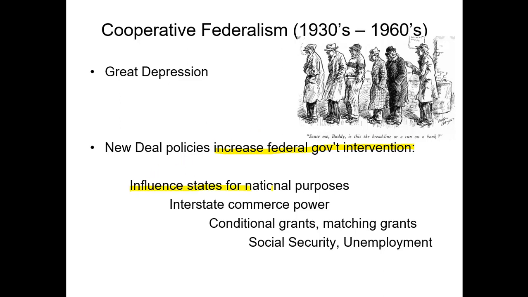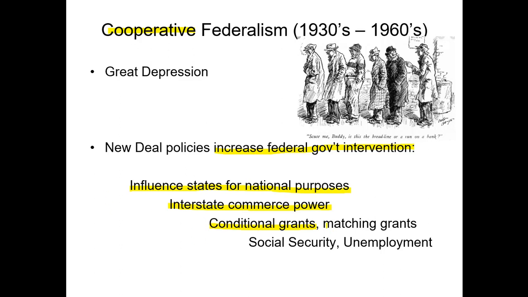So what the New Deal policies were trying to do, as we shift into this era of cooperative federalism, is that the federal government is no longer operating separately. They are now trying to influence states for national purposes and getting more involved in the interstate commerce between states. They're offering conditional grants, which means we'll give you this money on the condition that you do what we want you to do. That's so they could get all the states on the same page in order to try to get the economy back on track.